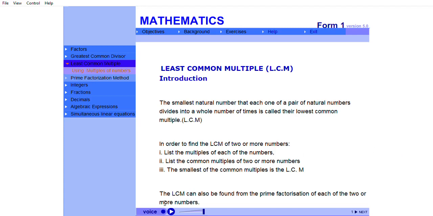In order to find the LCM of two or more numbers: 1. List the multiples of each of the numbers. 2. List the common multiples of two or more numbers. And 3. The smallest of the common multiples is the LCM. The LCM can also be found from the prime factorization of each of the two or more numbers.